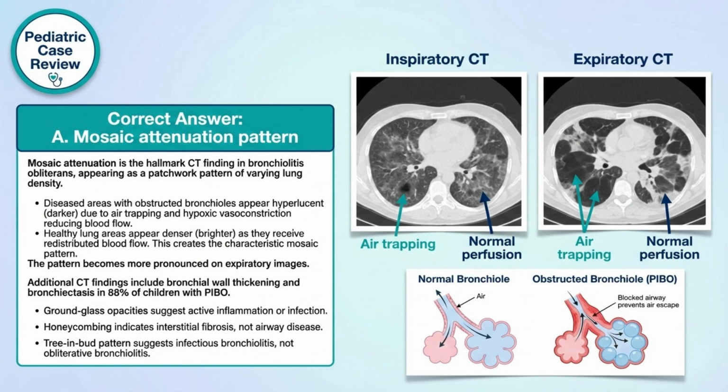The correct answer is option 1. Mosaic attenuation pattern. The computed tomography images clearly show a patchwork pattern. Diseased areas with obstructed bronchioles appear darker due to air trapping and hypoxic vasoconstriction, while healthy lung areas appear brighter as they receive redirected blood flow. This mosaic appearance is the hallmark radiographic sign of post-infectious bronchiolitis obliterans.